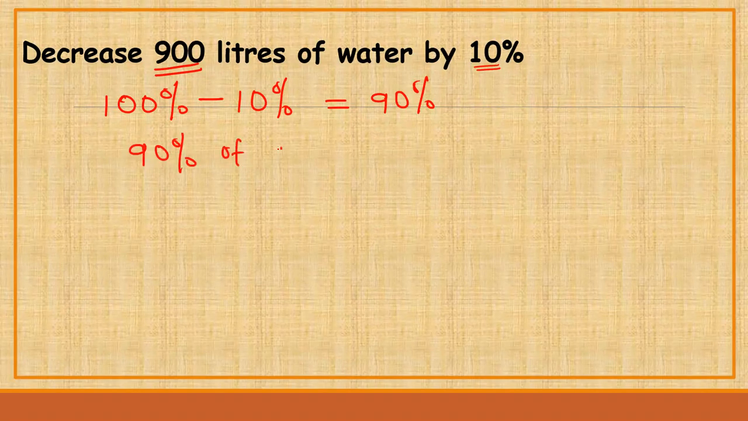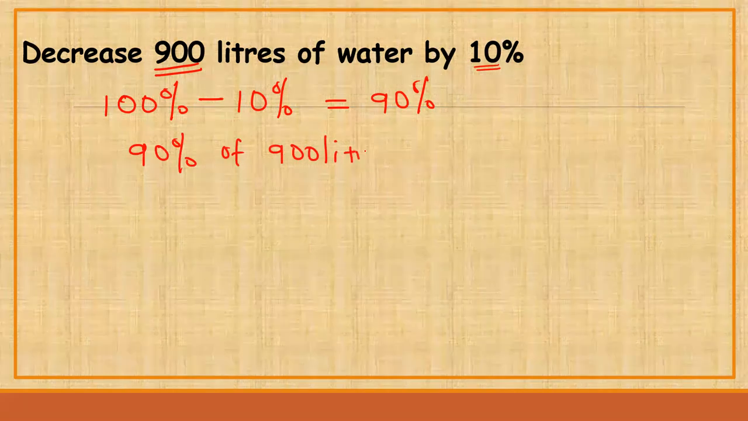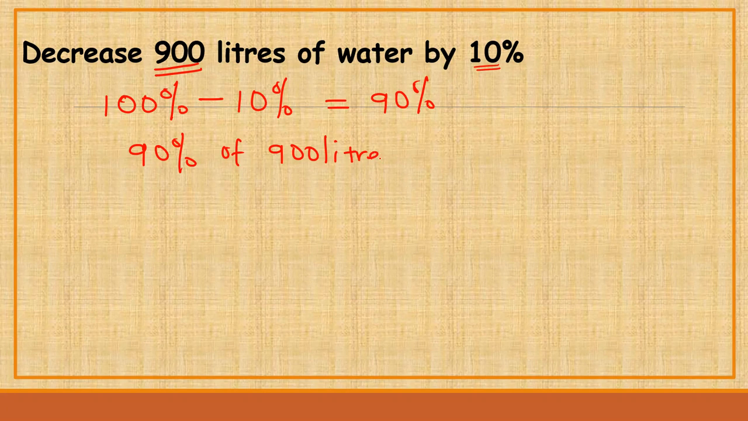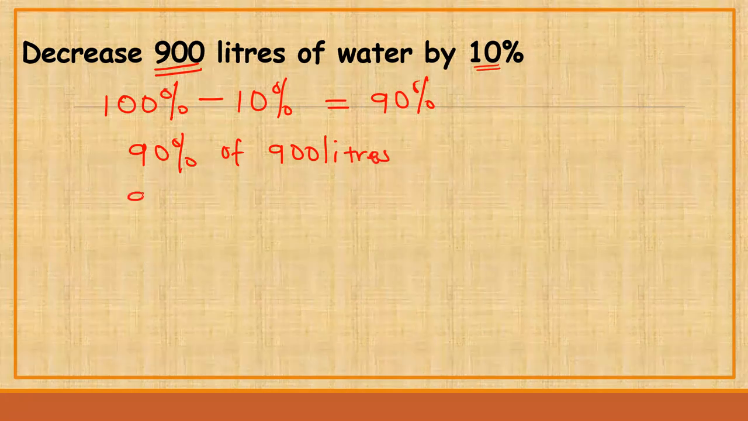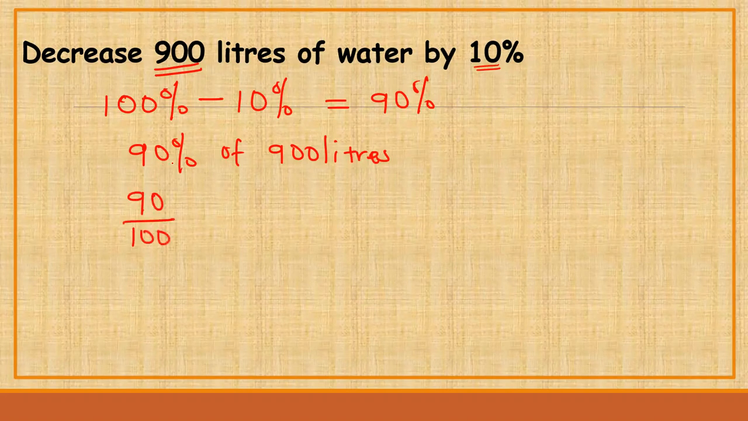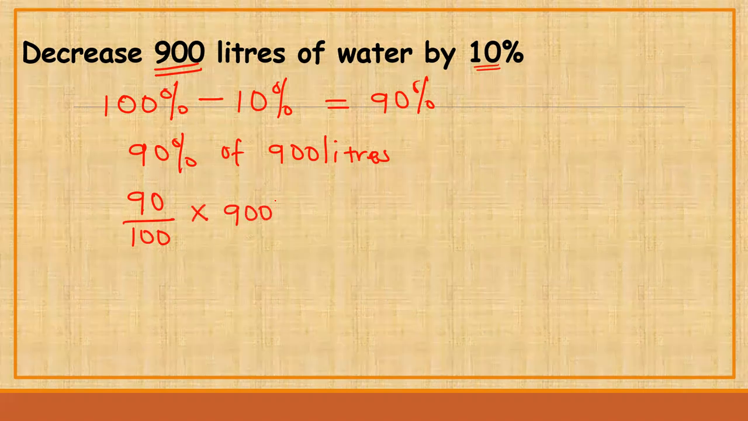So I'm going to use this 90% of 900 liters, like that, okay? So this is 90%, which is 90 out of 100. 90% means 90 out of 100 times our 900 liters here, okay?